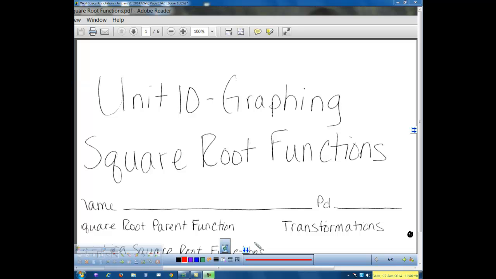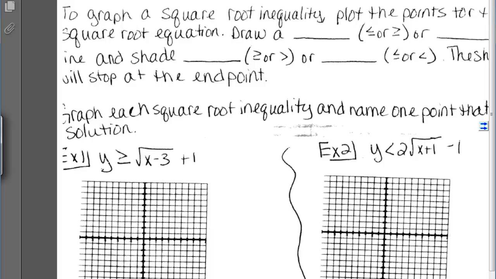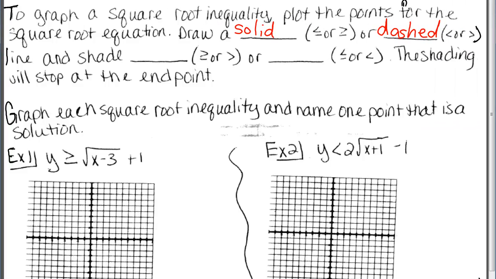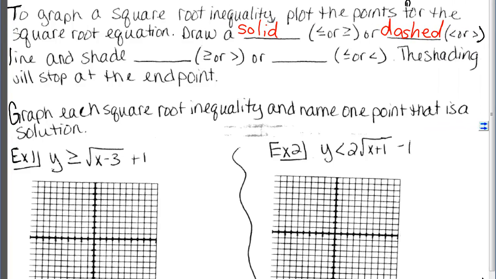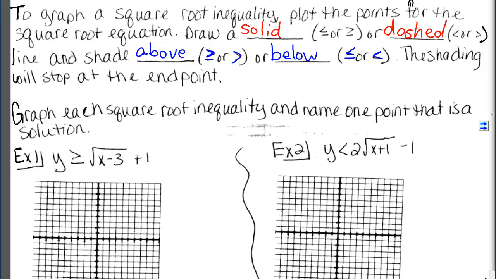We continue Unit 10, Graphing Square Root Functions, with the last flap of our foldable. To graph a square root inequality, plot the points for the square root equation. We draw a solid line if it's less than or equal to or greater than or equal to, or a dashed line if it's less than or greater than. And we shade above if it's greater than, or we shade below if it's less than. The shading will stop at the end point.